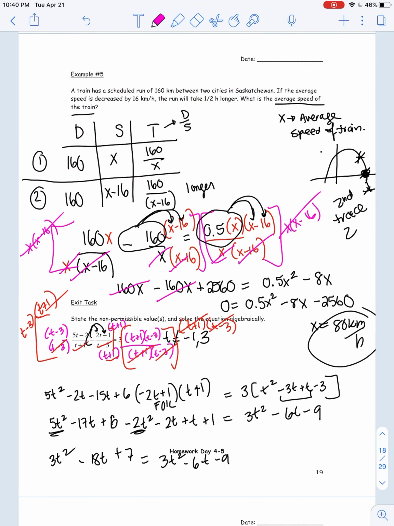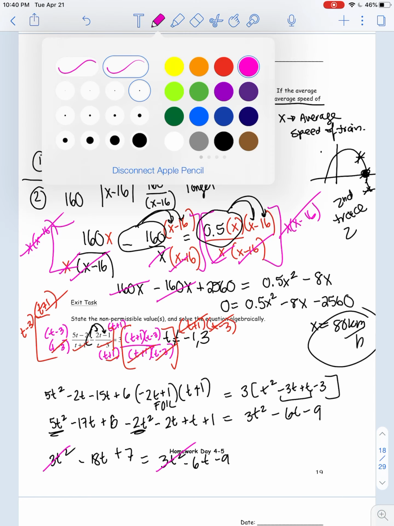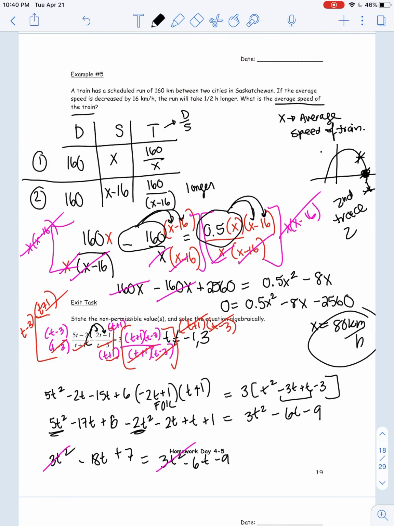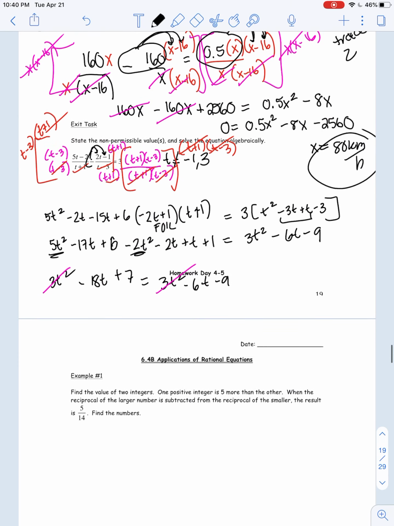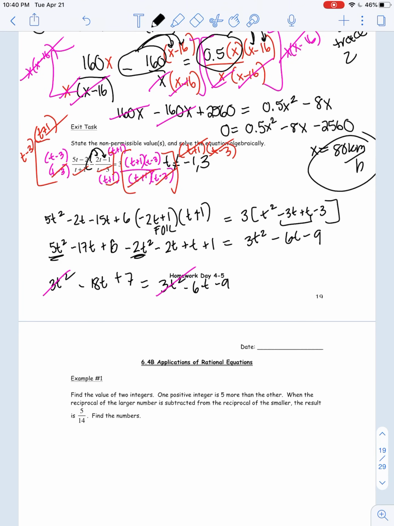Now what you'll notice is you have the exact same terms on the left side and the right side, so they'll actually cross each other off. And then our next step would be to bring this one to the other side by adding 6t. So we're trying to join the t's together. So that would be negative 12t plus 7 equals negative 9.